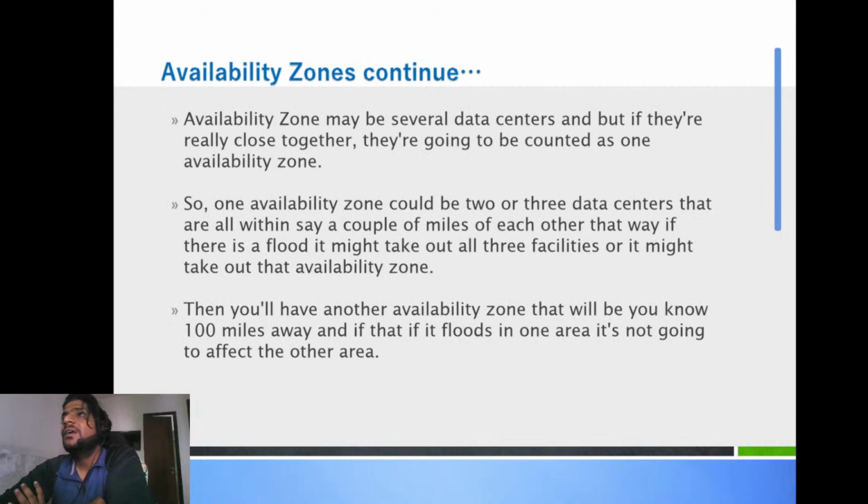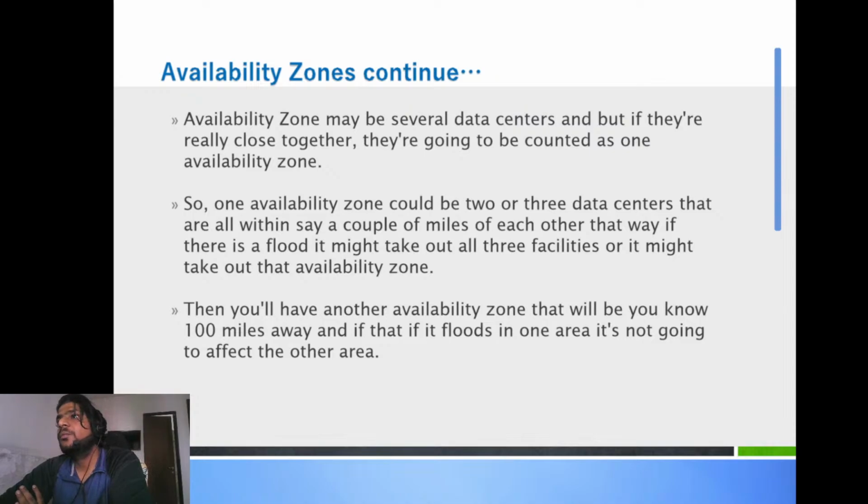An availability zone may be several data centers. A single availability zone can be a collection of several data centers, but if they are really close together, they are going to be counted as one availability zone. For example, Mumbai and Navi Mumbai are close to each other, so we will consider them as a single availability zone. There is a 10-20 kilometer distance between the data centers, but they will count as one availability zone.